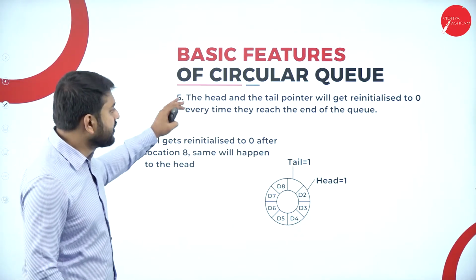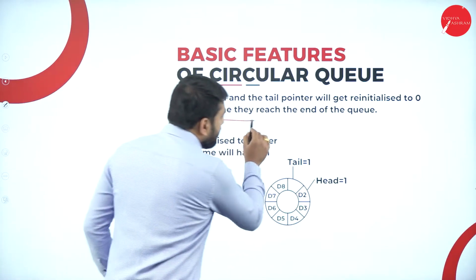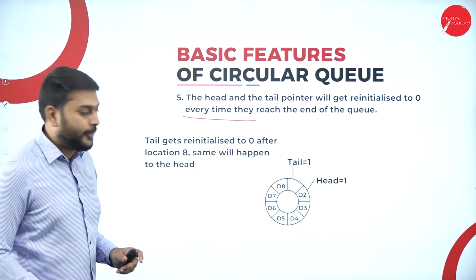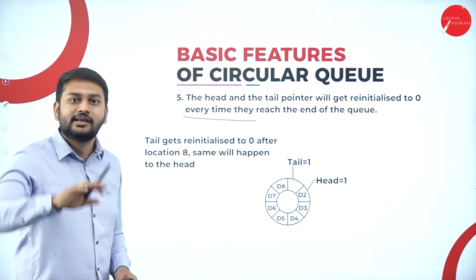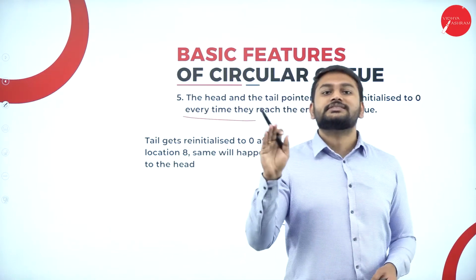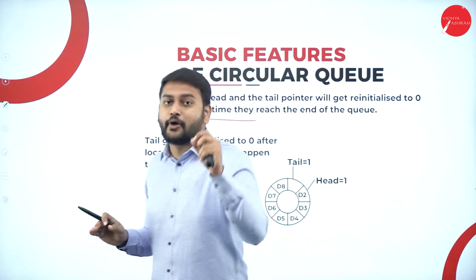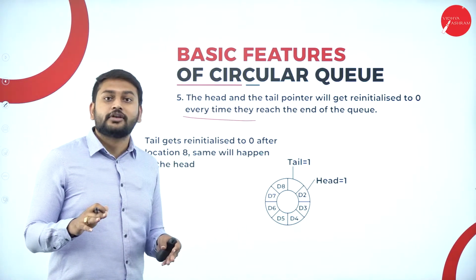Moving forward to the next point, the head and tail pointers will get reinitialized to 0 every time they reach the end of the queue. So once it comes to this location, automatically the value of that particular pointer will be 0, both head and tail. That's what you need to remember.